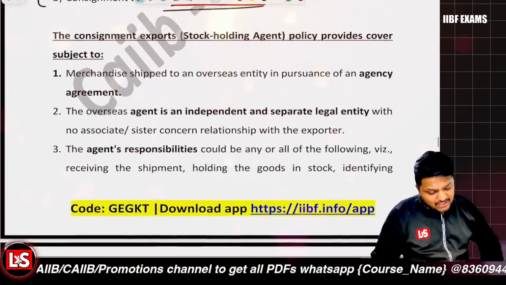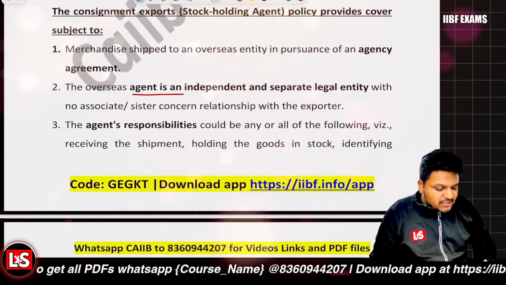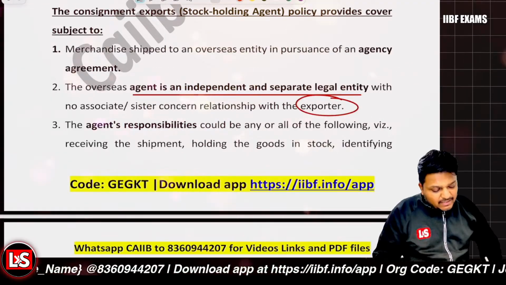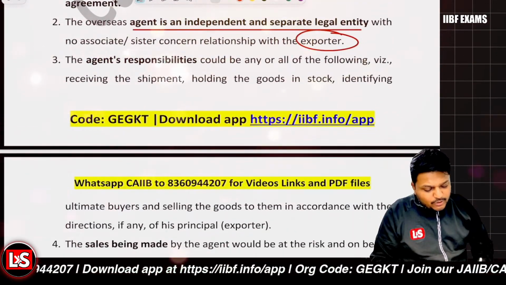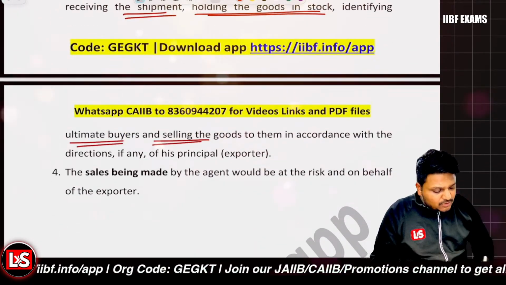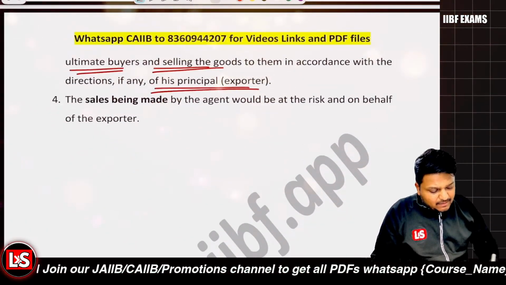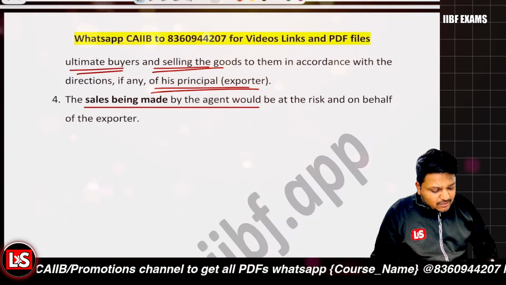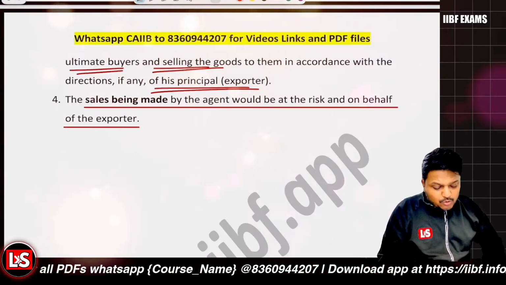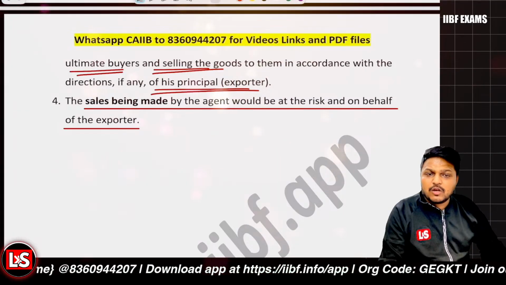The overseas agent is an independent and separate legal entity. That's the first point: the agent is an independent and separate legal entity, not associated with the exporter, right? And the agent's responsibilities are what? They receive the shipment, hold the goods, identify the ultimate buyers, sell the goods, collect the amounts, and pay the payments to the principal. The sales made by the agent are at the risk of the exporter. So the ultimate risk in the case of the stock holding agent will be with the exporter and not with the agent.